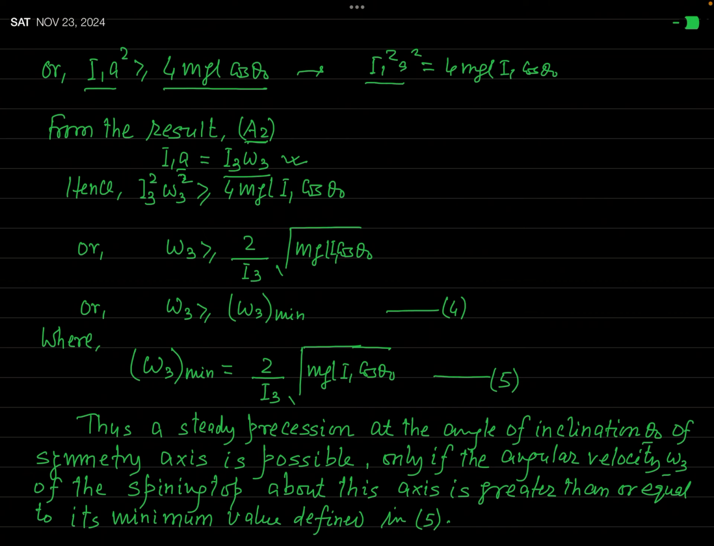But I1 square a square, what will that be? That will be equal to I3 square omega 3 square. So I3 square omega 3 square must be greater or equal to this 4 mgl I1 cos theta naught. And from here you can easily find the value of omega 3, and this will be greater or equal to 2 over I3 times the square root of mgl I1 cos theta naught.